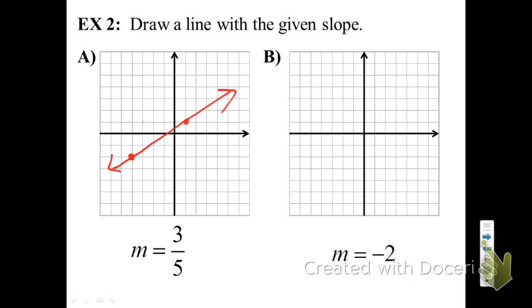Our second example says we have negative 2. Whenever you're given a slope that's not a fraction, we're going to create the fraction by putting it over 1. So again, it doesn't matter where you start. I'm going to start here, and then it says I'm going to go down 2, forward 1. Down 2, forward 1. And then draw that line.